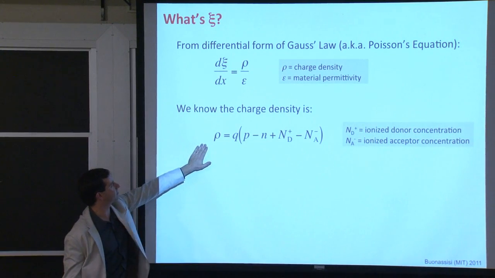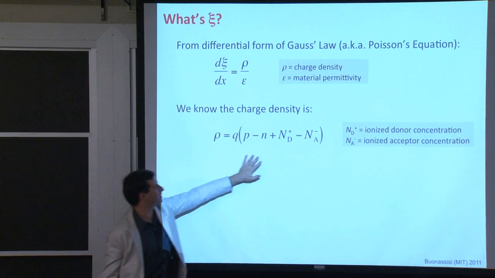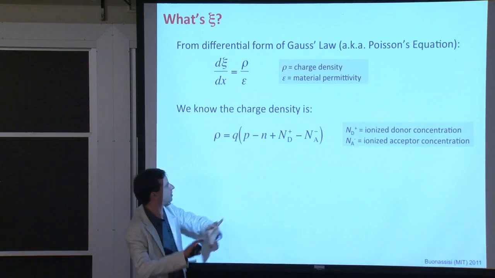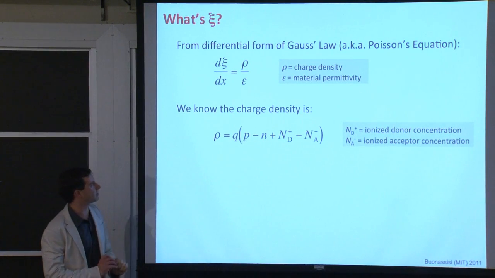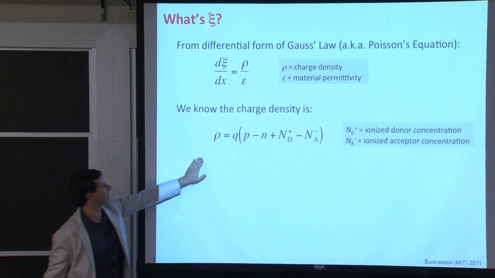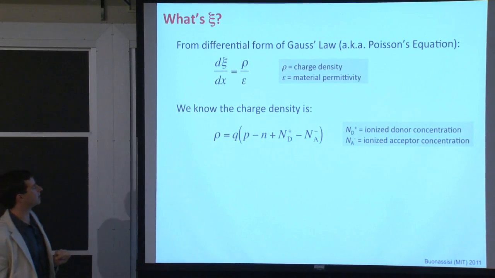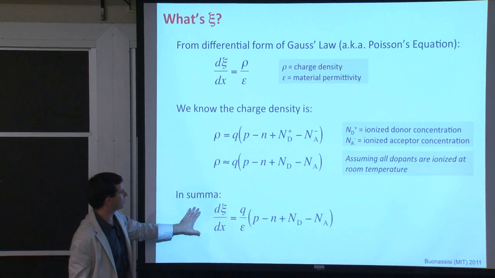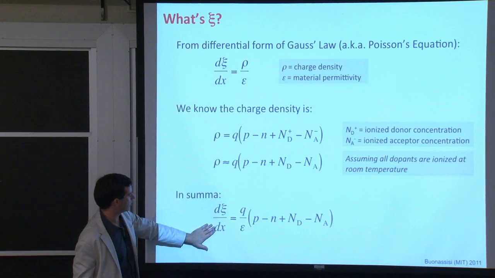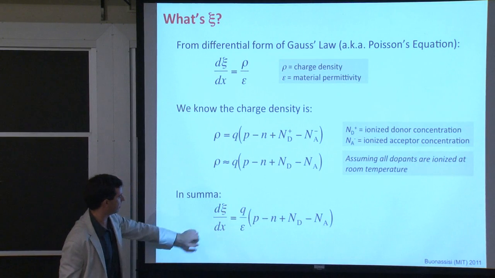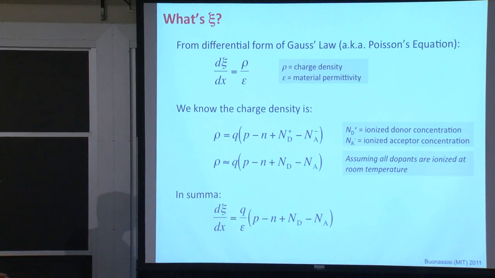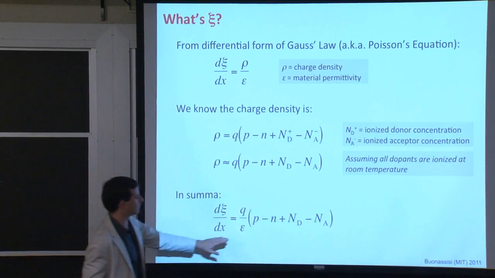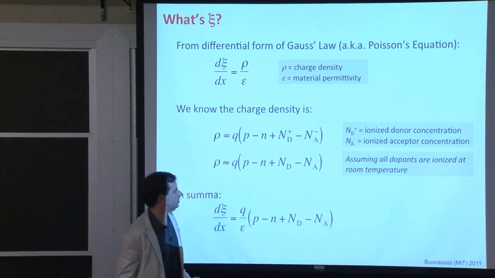These are fixed charges. These are mobile charges, but under equilibrium, they've distributed themselves in a certain way. That is our charge density, our rho, and that will figure into Gauss's law and allow us to calculate our psi. And so in sum, we have here our psi as a function of x. We have an expression that relates the electric field to the density of dopant atoms inside of our material.